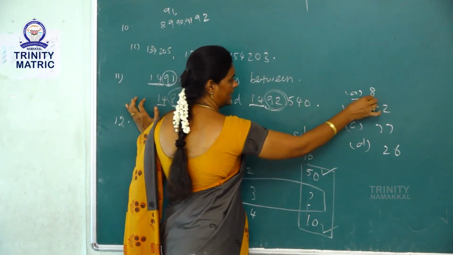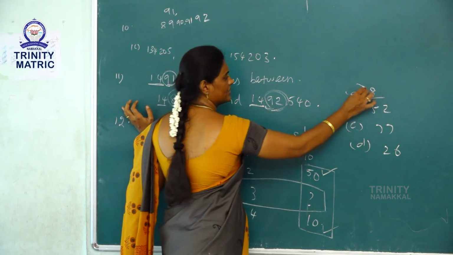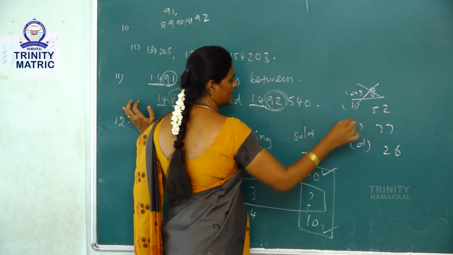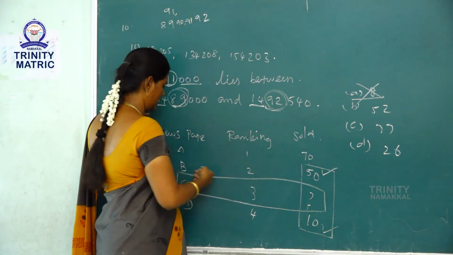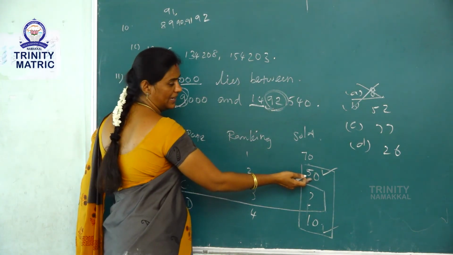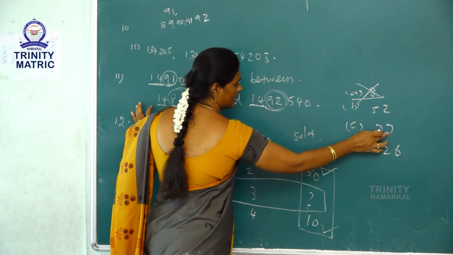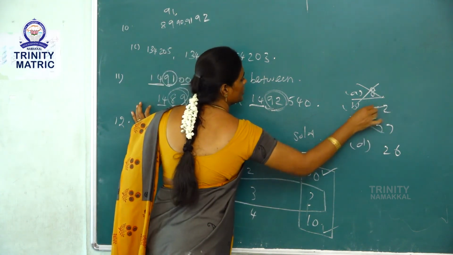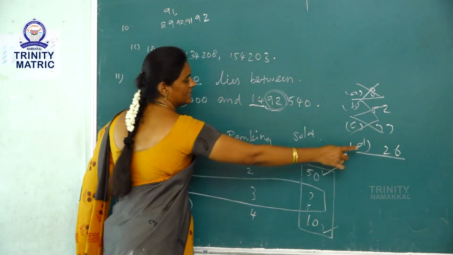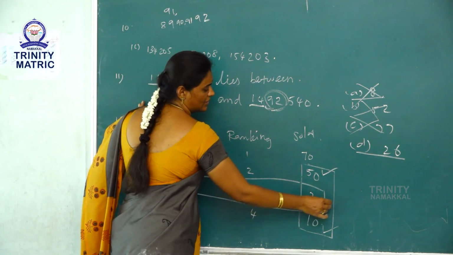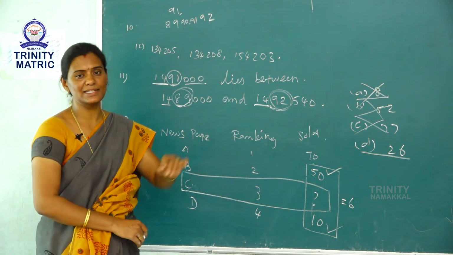See here, first we take option A, 8. 8 is less than newspaper D, so this is wrong. Then option B is 52. 52 is greater than 50, and newspaper B sold only 50 lakhs, but here 52 is greater than B, so we won't take it. Then 77 is also greater, so these options are not correct. Then option D is 26. This 26 lies between 50 and 10, so the answer is 26. That is, newspaper C sold 26 lakhs in 2018.